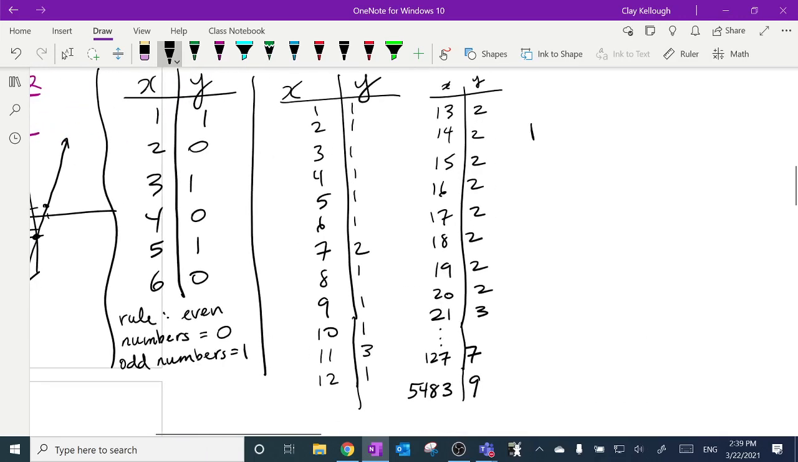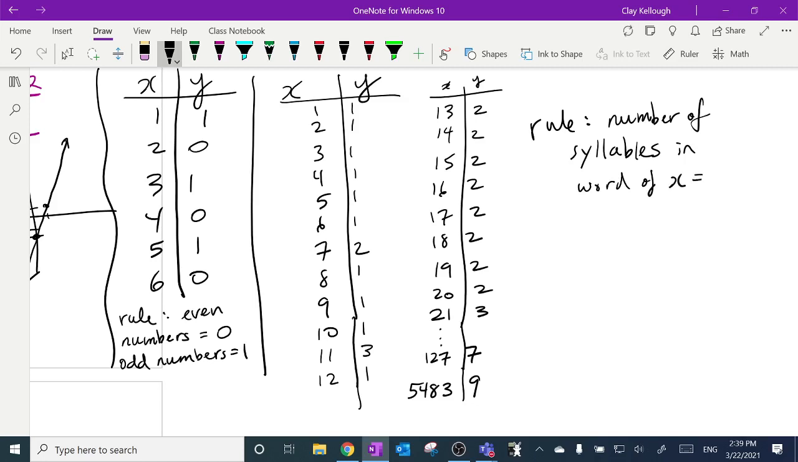So what's my rule? Number of syllables. Syllables? Call it syllable. That better? Number of syllables in word of X equals Y. Good luck getting an equation for that. So you get the idea.